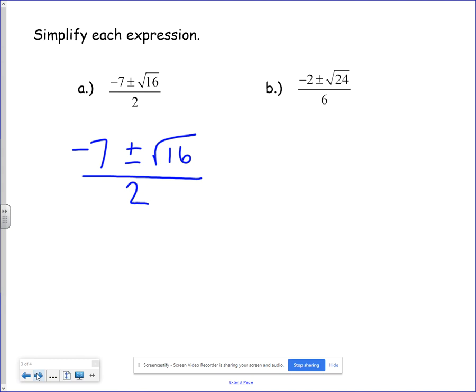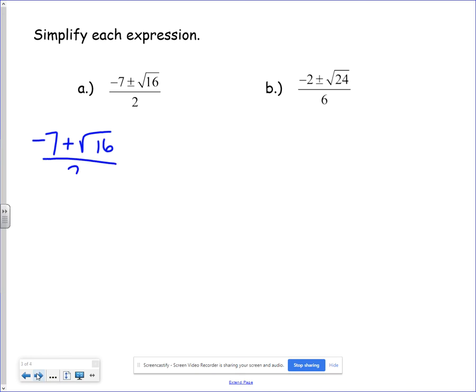So the way this is written is this is actually 2 solutions. What I mean by that is that plus and minus is just 2 different paths. So one of the solutions is negative 7 plus the square root of 16 divided by 2, and then the other one is negative 7 minus the square root of 16 divided by 2. That's what that plus and minus sign means. It's just a shorthand notation, so we don't have to write out this expression twice.